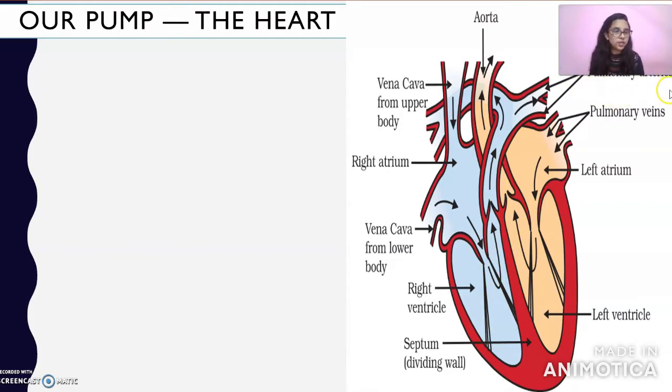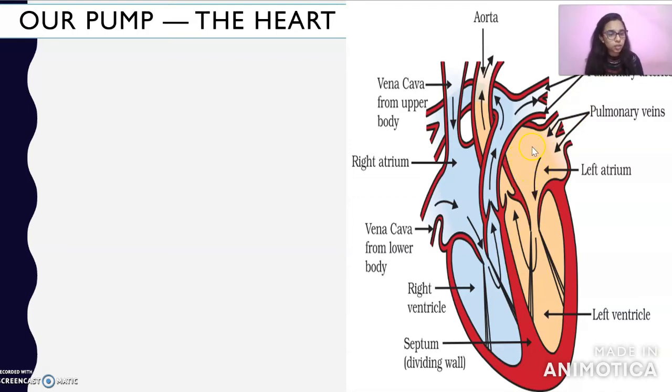with the pulmonary arteries. Now children, always remember, whenever we are talking about arteries, arteries are carrying blood from the heart, and veins are carrying blood towards the heart. Remember it, arteries from the heart and veins towards the heart. Then next are the pulmonary veins. Pulmonary veins are taking oxygenated blood from the lungs to the heart.